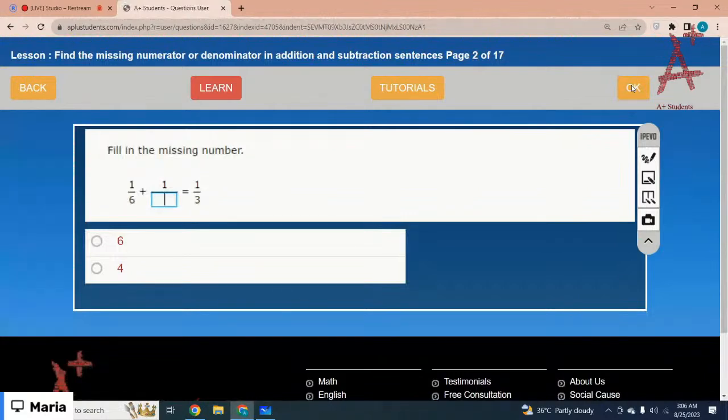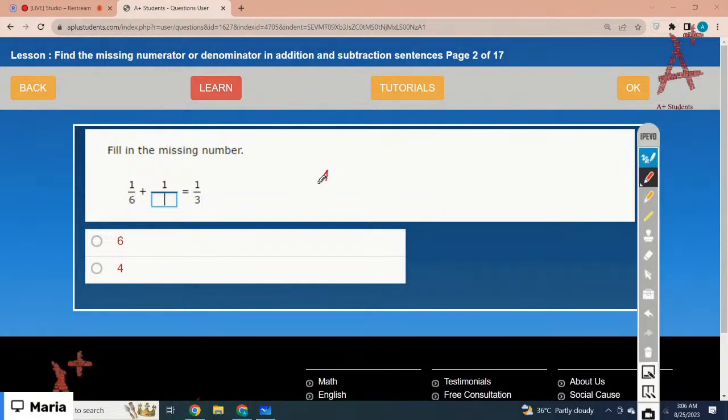Okay, the next one is fill in the missing number. You have to calculate the missing number. 1 over 6 plus 1 over missing number equals 1 over 3, right? That means the missing denominator is 6, right? Why? Because if you add 1 over 6 plus 1 over 6, they have the same denominators. When you add them, it would be 2 over 6. You have to divide them by the common factor, that would be 2. So 2 times 1 is 2 and 2 times 3 is 6. It will be then 1 over 3, right?